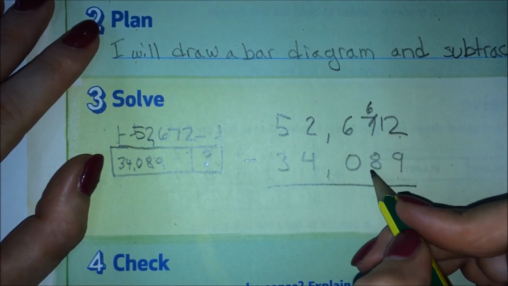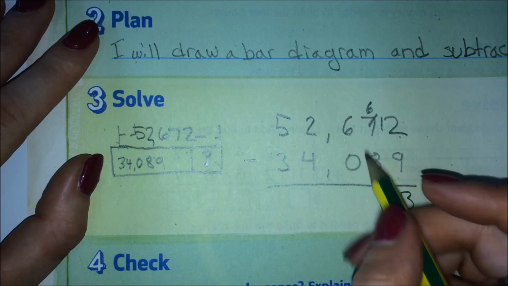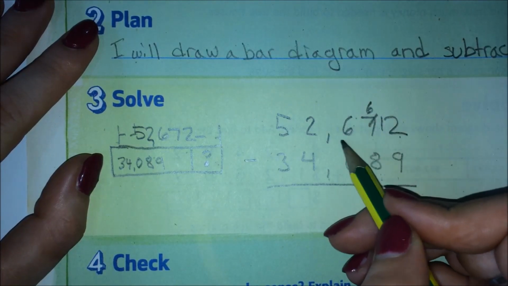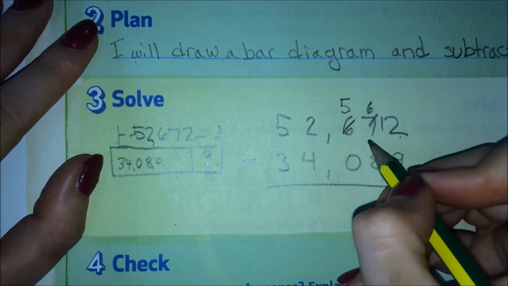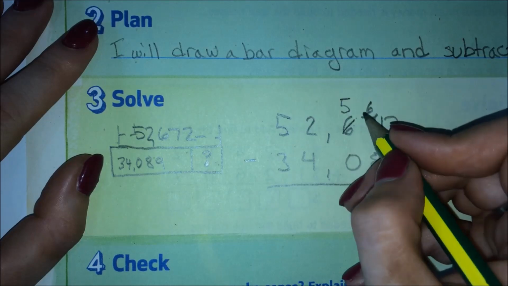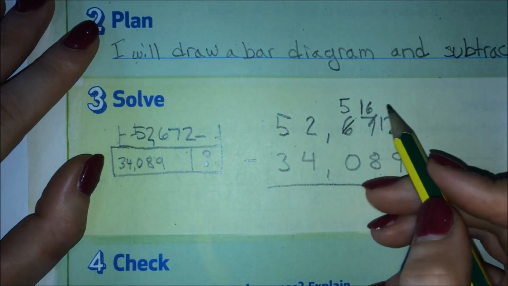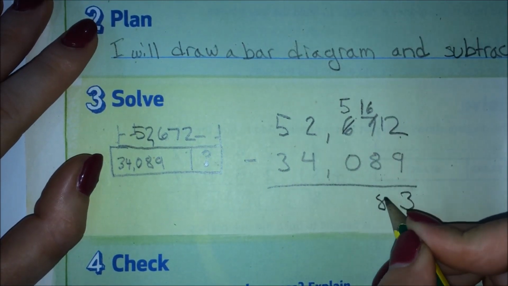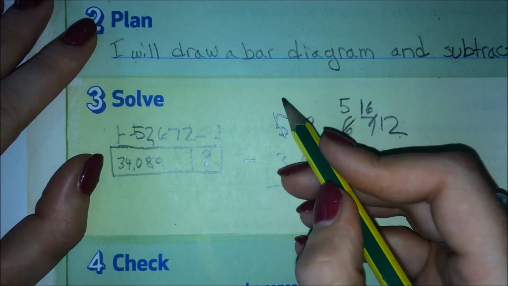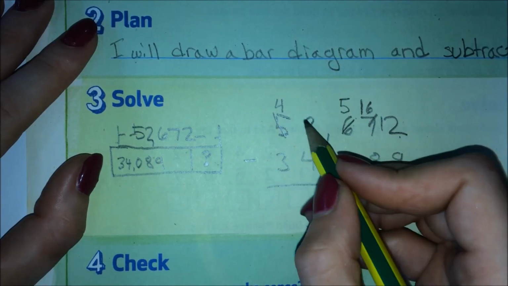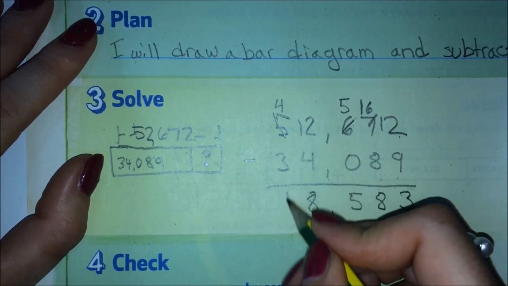Now I have 6, or really 60, minus 8, or 80. Okay, but I can't do that, so I need to, again, borrow. So this would technically be 600, and I'm taking 100 away, leaving that being 500. I'm giving that, so this is technically now 160. Okay, 16 minus 8, 8, 5 minus 0, 2 minus 4, again I have to borrow, 12 minus 4 is 8, and 4 minus 3 is 1.